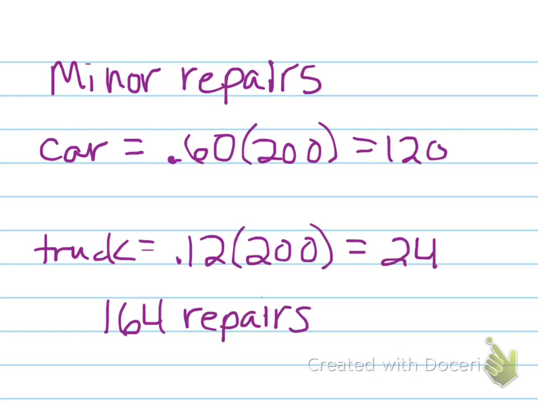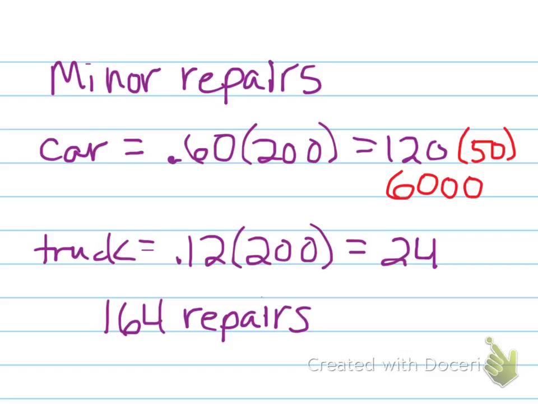However, that is not the only part of the question. They ask us how much profit they will make on these repairs. So we're going to have to do a little bit more multiplication. For each minor car repair, our question tells us that they make about $50. So we're going to do 120 times 50, and that will tell us how much money the car business gives us. That looks like about $6,000.